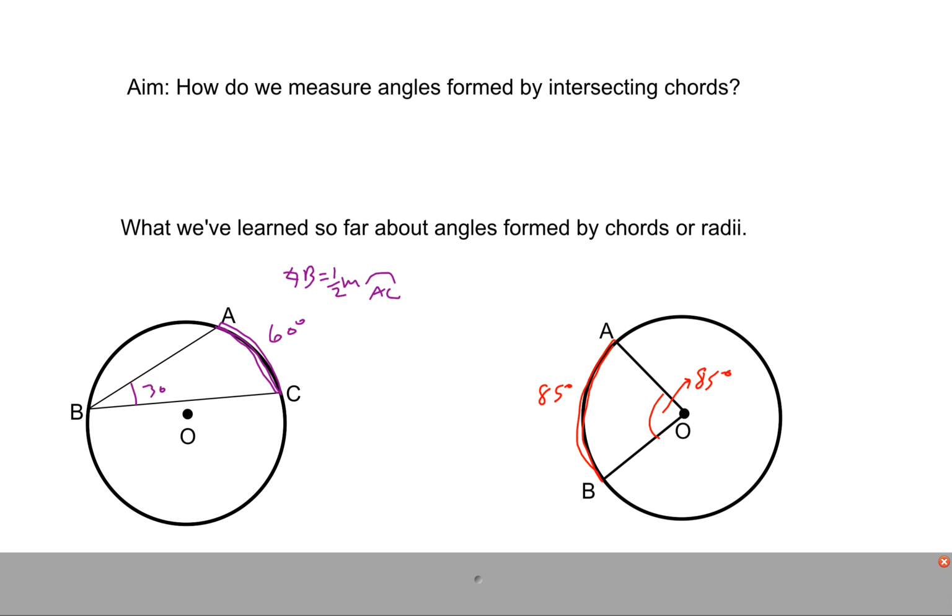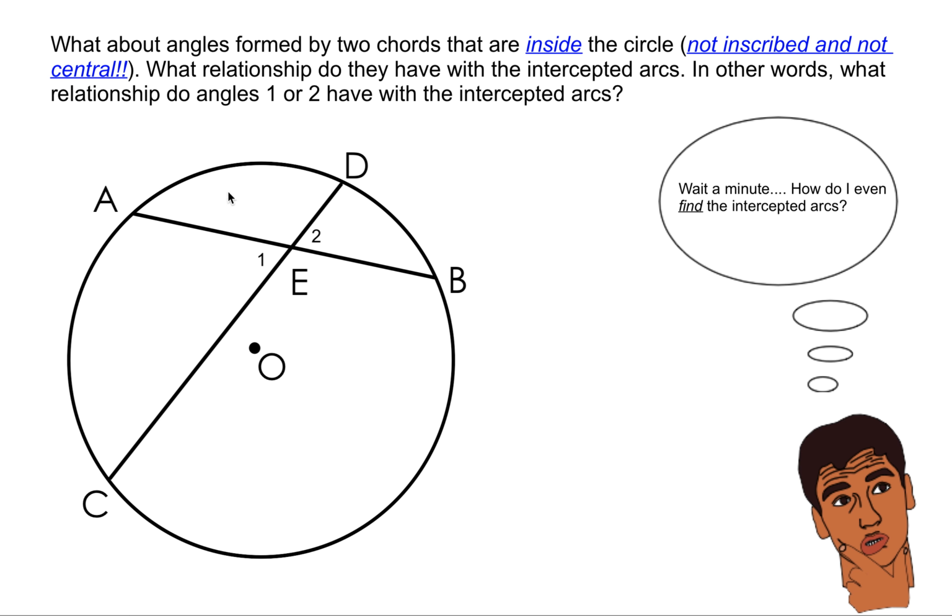But what we want to figure out is what happens if you have two intersecting chords that create an angle not on the circle but inside the circle. For example, I have chords AB and CD that intersect, and the question is what relationship do these intercepted arcs have with the angles that they create, namely angles 1 and 2.